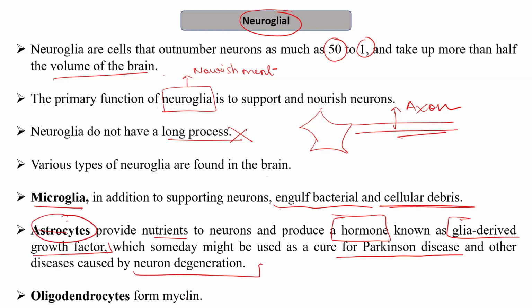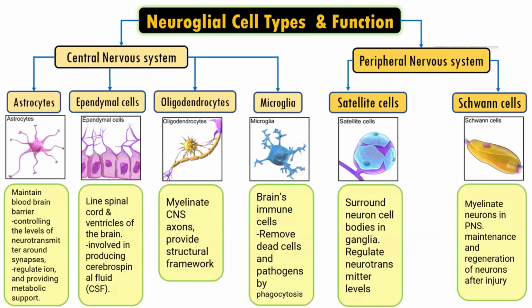Then we have oligodendrocytes that form the myelin. So this is the classification of the different neuroglial cells and their functions. Neuroglial cells are present in the central nervous system, and they are part of the peripheral nervous system as well. In the central nervous system, as I mentioned, we have astrocytes whose function is to provide nourishment. They also regulate iron and provide some metabolic support to the neurons.